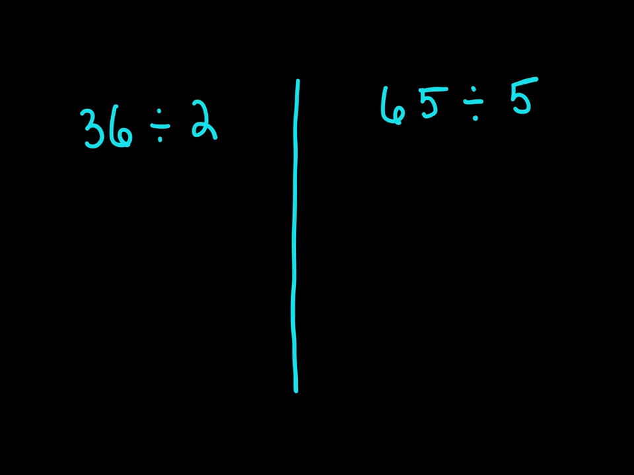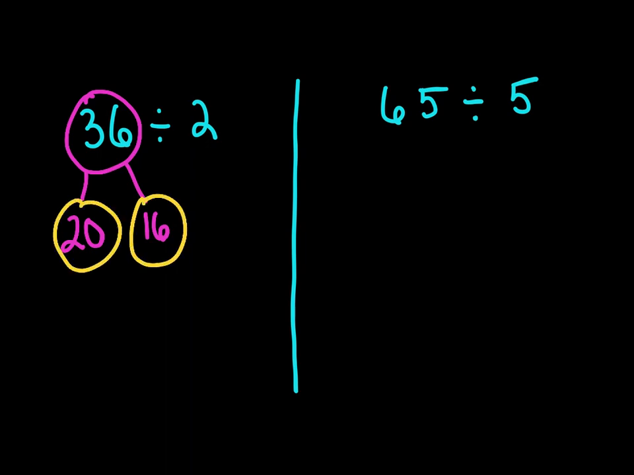All right, let's continue on with some more examples. We have 36 divided by 2. So if we take 36 and we break up that total so 2 can go into it, we're going to pull out a 20. Now 36 minus 20 is left with 16.